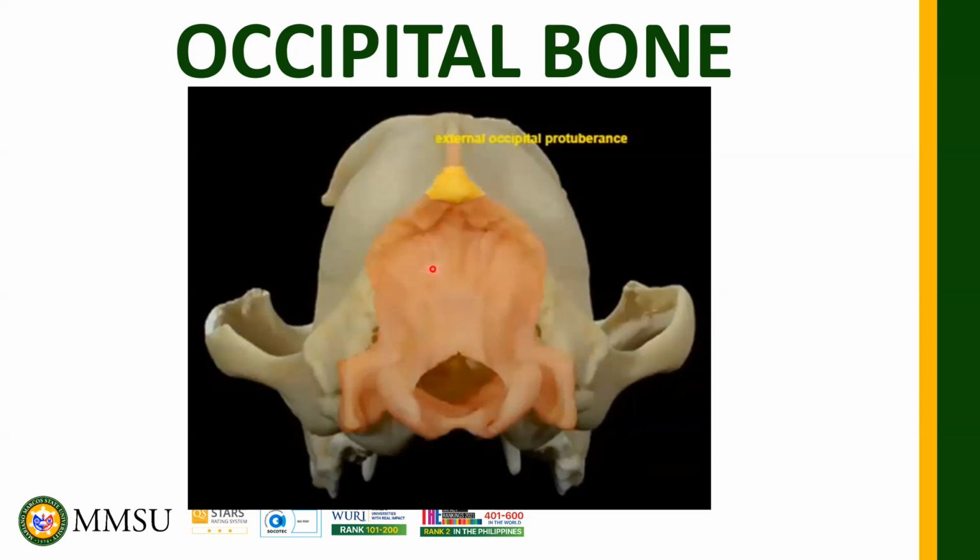So ano ba yung usual na function ng external occipital protuberance? It usually serve as an attachment point also for yung mga muscles natin, yung mga ligaments doon sa neck and upper back region. Okay? So, aside from that one, as a role in muscle attachment, yung external occipital protuberance, it is usually involved in the head and neck movement also.